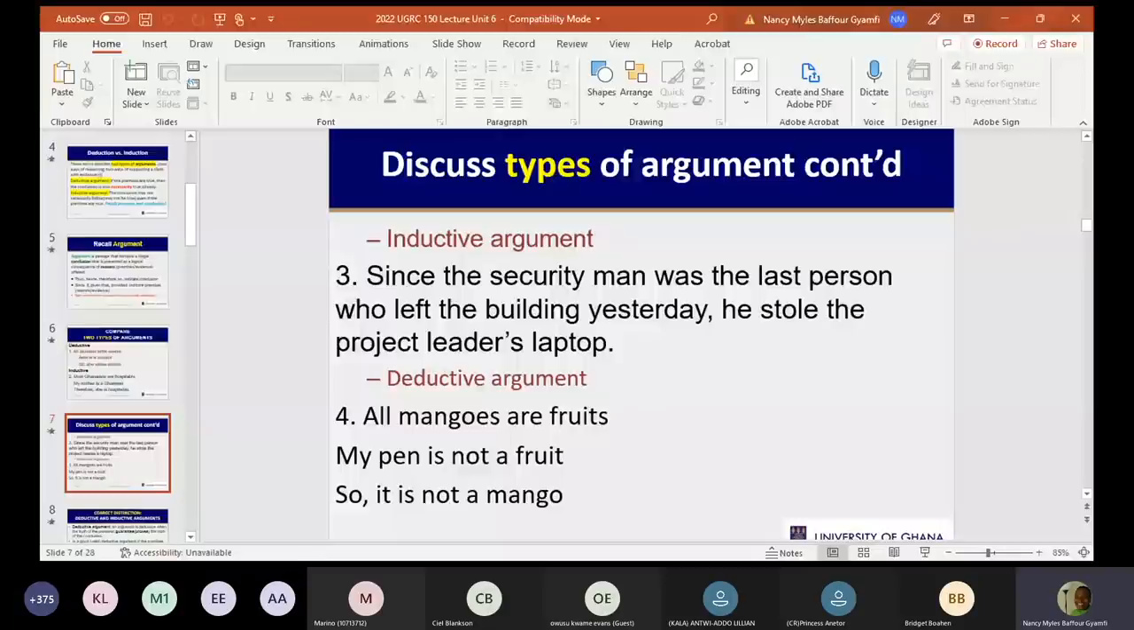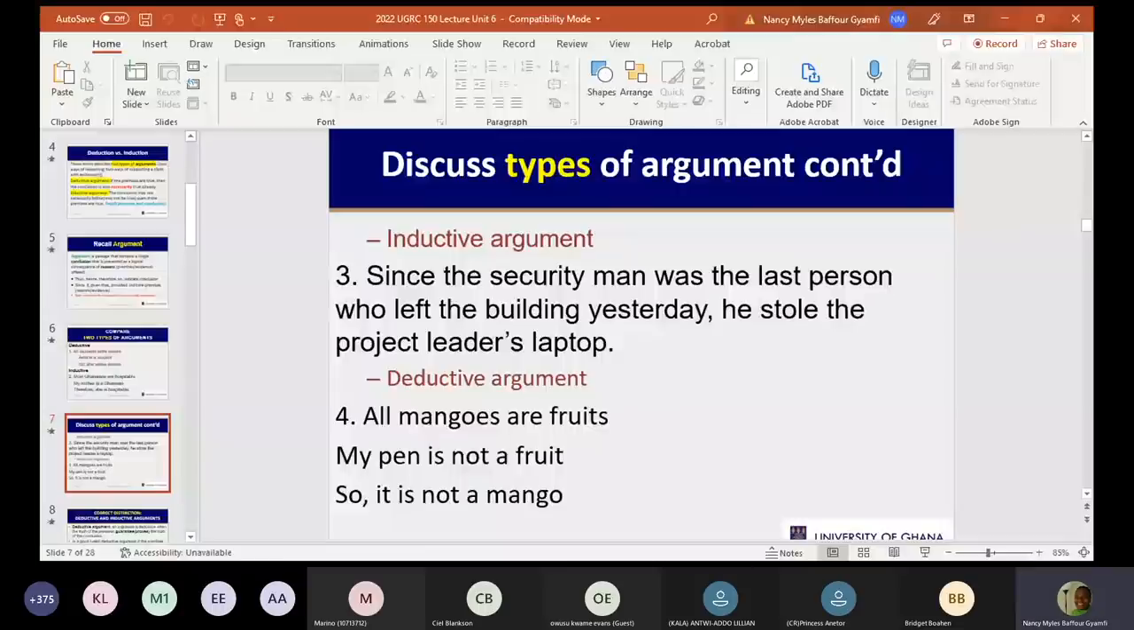Now on the screen, we have another valid form, not modus ponens, but modus tollens in its own way. So let's see. The person says all mangoes are fruit. I explained what that is. One is a subset of the other. All mangoes are inside the big set of what? Fruits. So mangoes are a subset of fruit. If you drew the Venn diagram by yourself as you're sitting there, you see what I'm saying? That's the first premise. Okay.